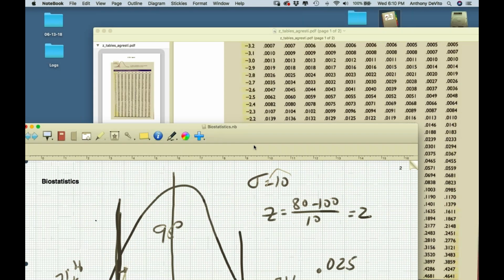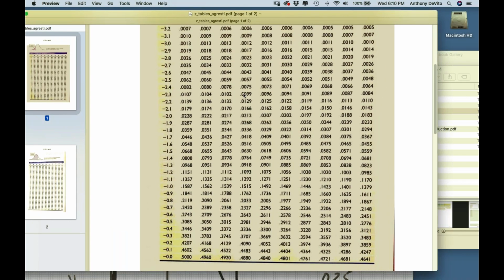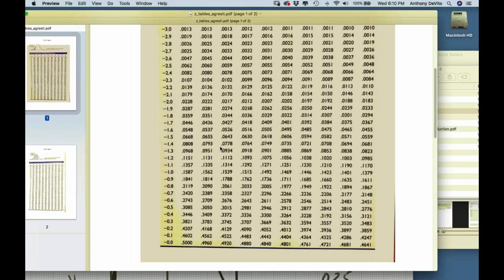Well, remember, we could do this: we could use this table backwards. We could use this table to tell us what the z-score is for a particular area. So I'm going to use it backwards. I'm going to look for the area 2.5%, 0.025.